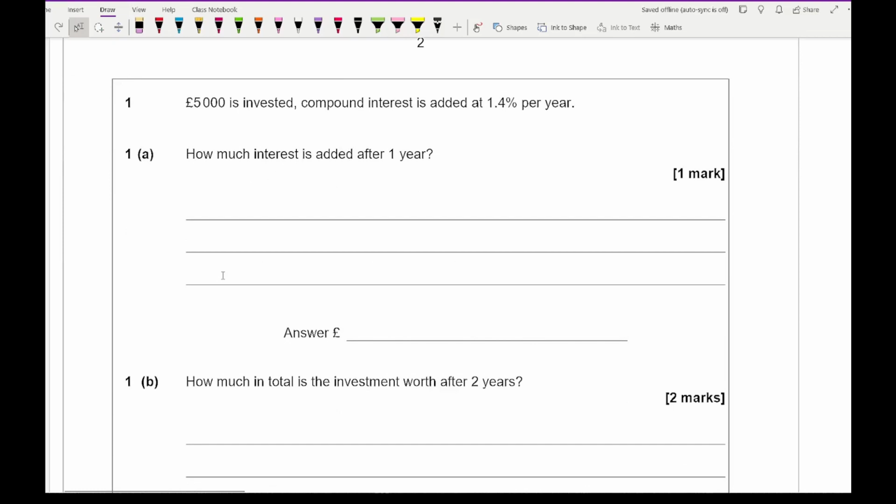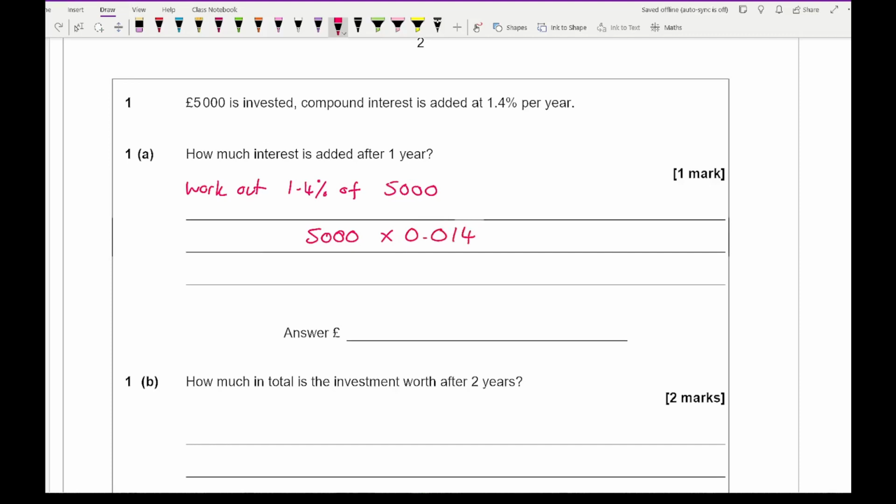So looking at question 1, it says £5,000 is invested, compound interest is added at 1.4% per year, and the question is asking us how much interest is added after 1 year. Now, in this particular question, the question is asking us to work out 1.4% of £5,000. So if you had to use a calculator method, which I'm assuming this question is, we then just need to multiply 5,000 by 0.014.